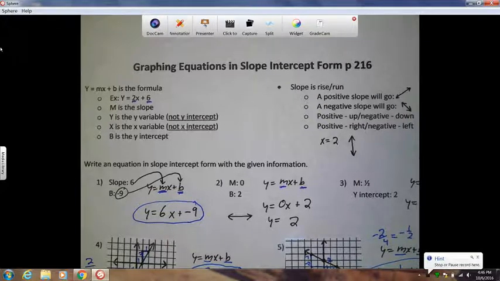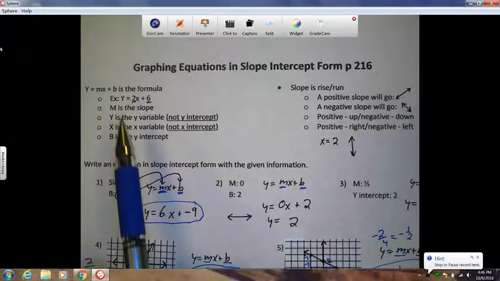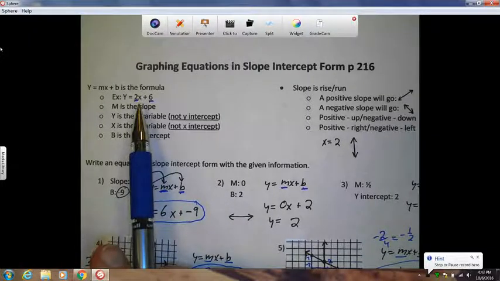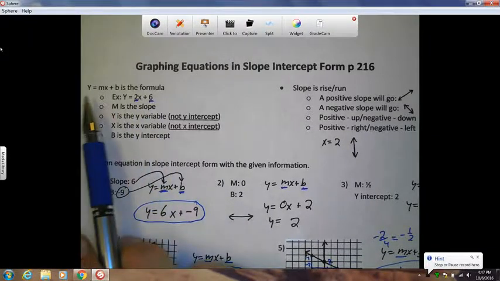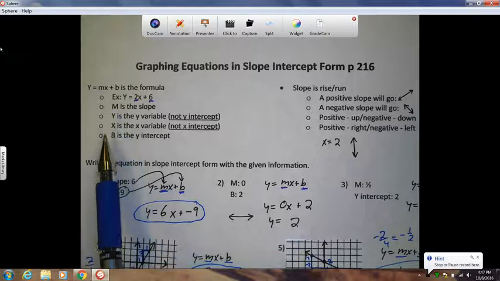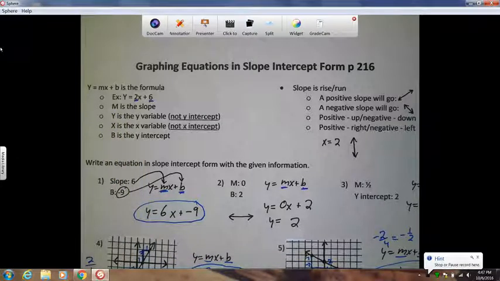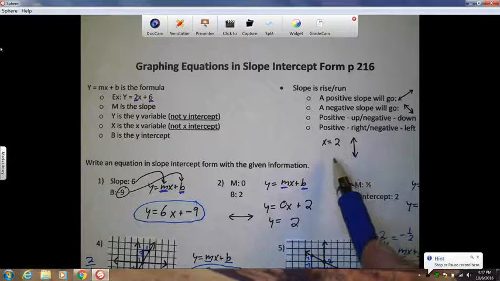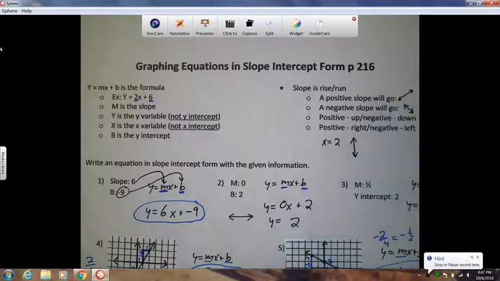This is Graphing Equations in Slope-Intercept Form Part 2. Make sure you've studied all these things and memorized these. You need to know y equals mx plus b. You need to know what every part of that stands for. Make sure you know zero slope. Make sure you know undefined slope, positive slope, negative slope, all those things.